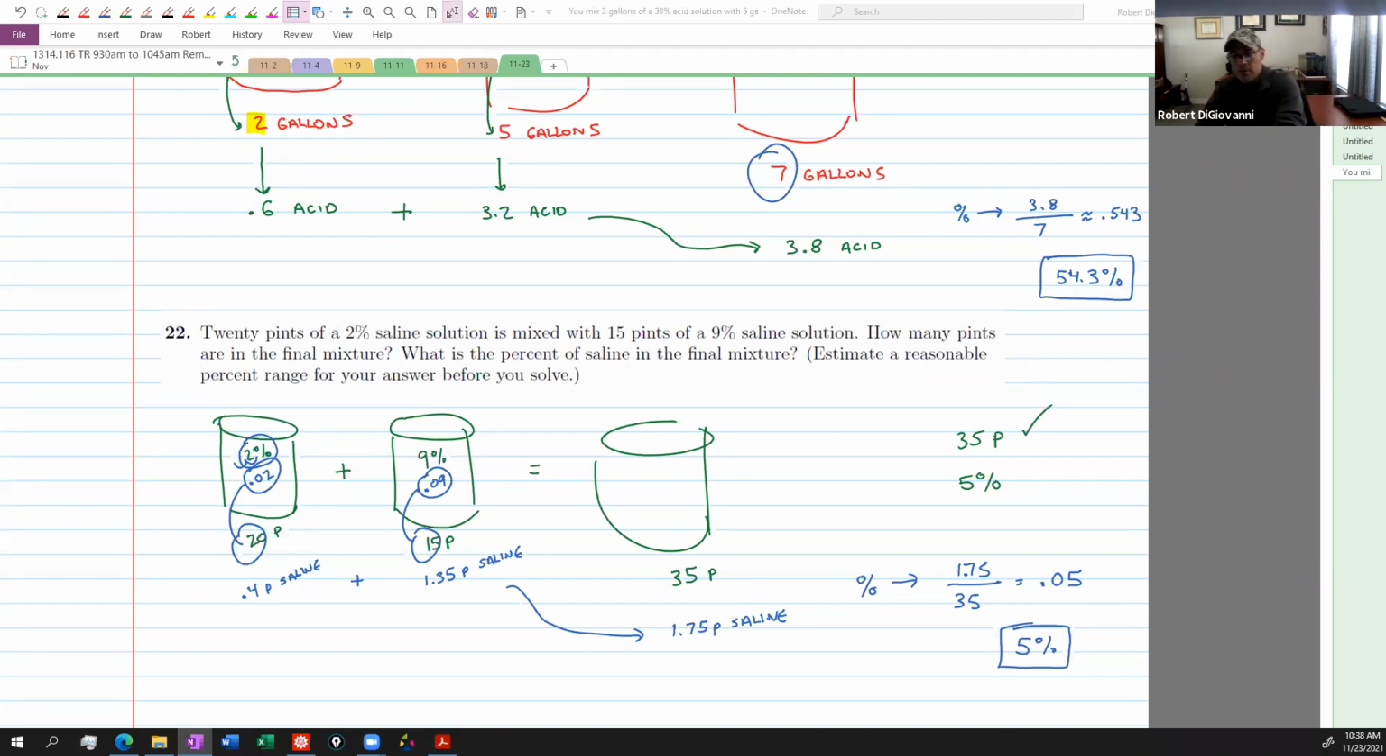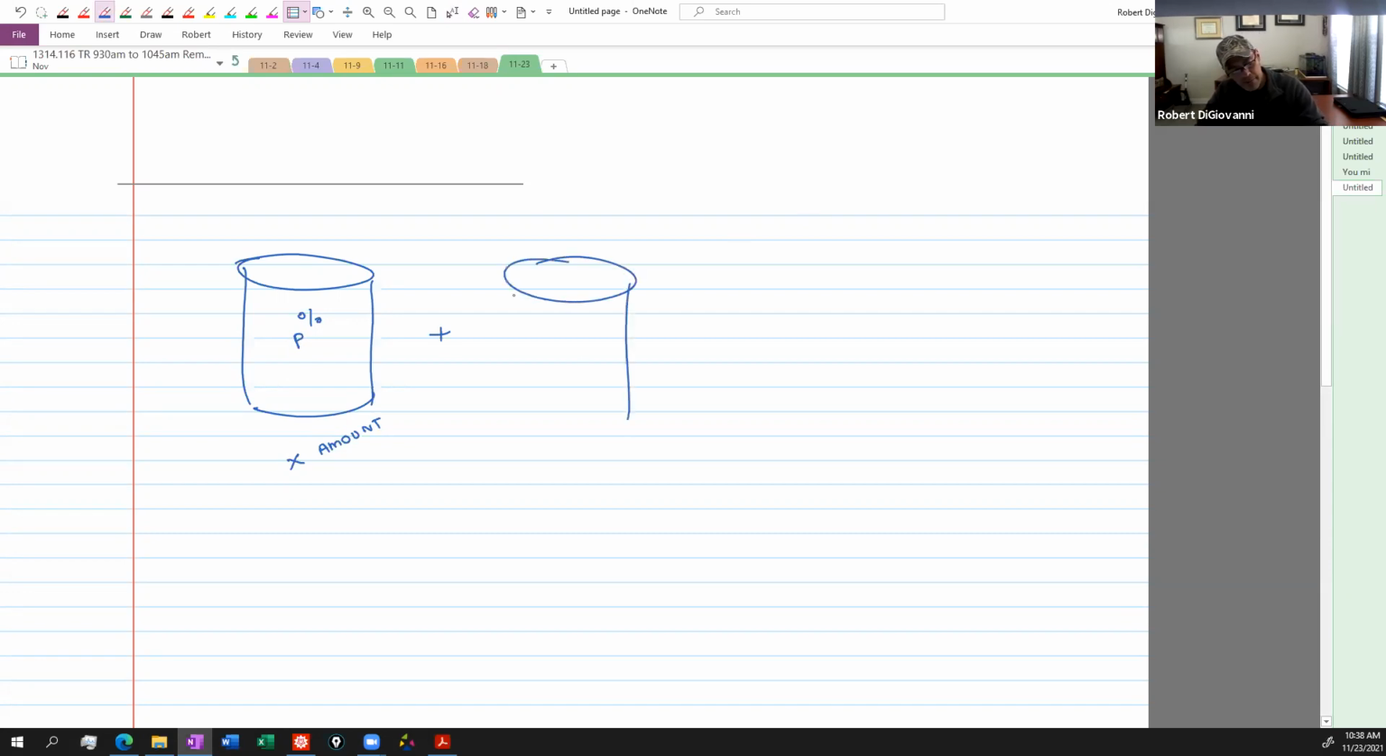Okay, so let me just run through this again. With these mixture problems, we're taking something that has some percentage, and then we have some total amount of whatever's in here. So X is the amount that we have in here. Let's call P the percentage we have. We're adding that to another thing where Y is the amount that we have. And this one will have a percentage. Let's not call it P because P is this percentage. Let's just call it Q.